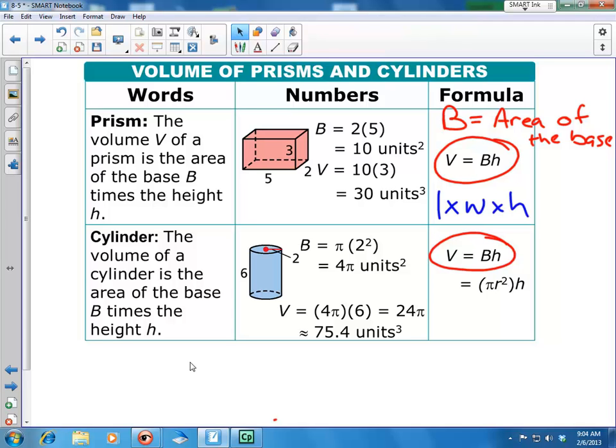Now, on the cylinder, if you notice, it gives you another formula underneath here, which is the same thing. It's the big BH, but it's giving you the formula for the area of a circle. That's what this pi r squared is. Remember, we've been doing that for the last 2 days. Pi times radius squared gives us the area of our circle. Once we have the area of our circle, multiply that times the height of your cylinder, and that gives you the volume of the cylinder.